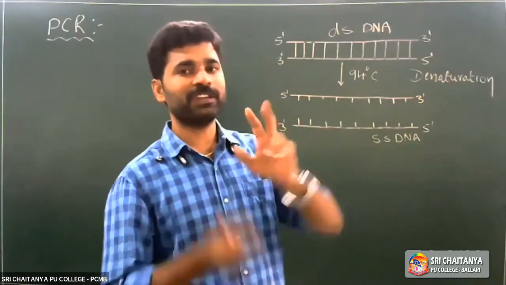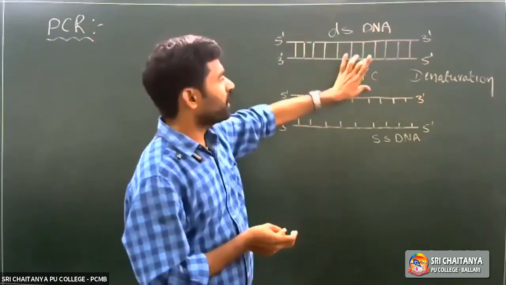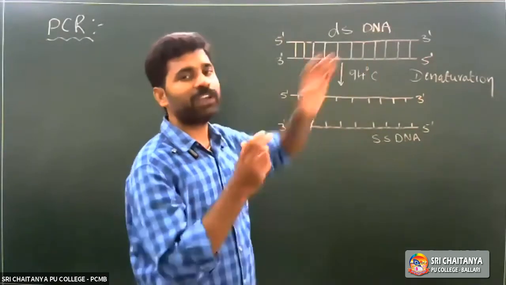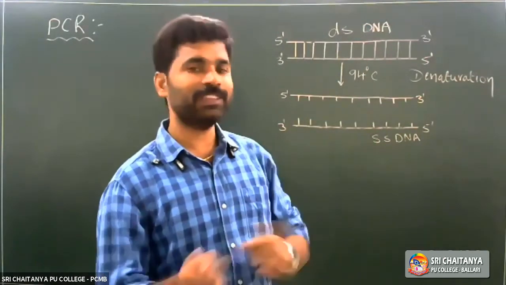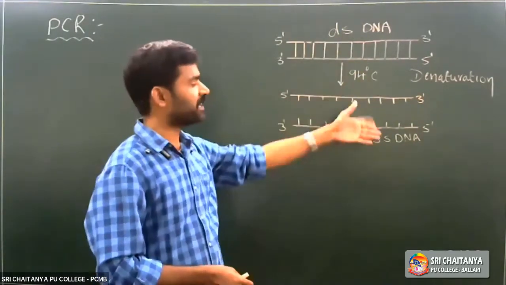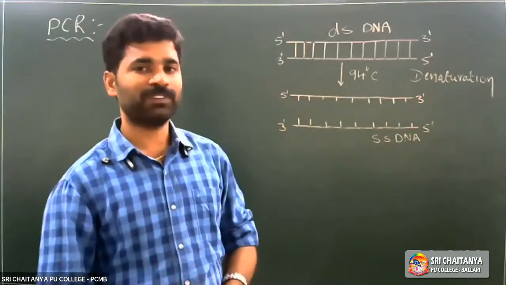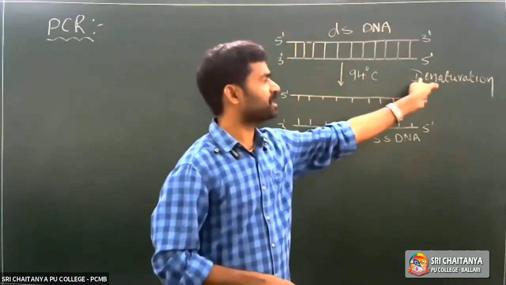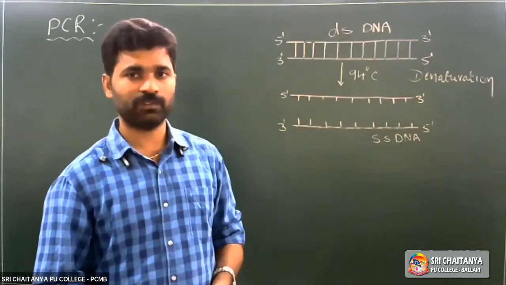In two conditions, denaturation takes place: when DNA is subjected to the highest temperature, or whenever the DNA molecule is subjected to alkaline conditions. In these two conditions, the DNA is denatured into single stranded DNA molecules. So that is the first step in the PCR technique, the denaturation process. We call it the heating process also.